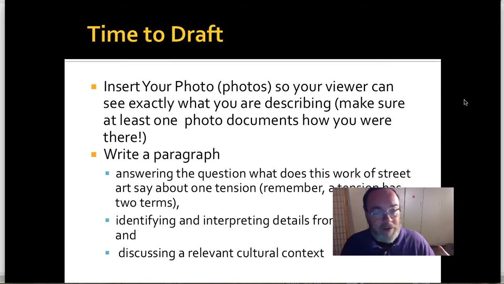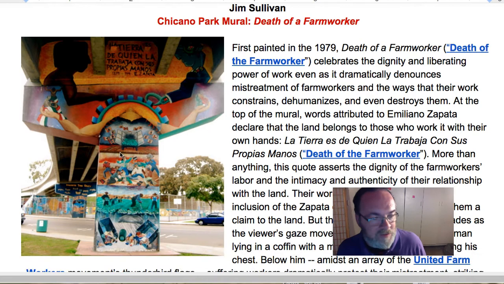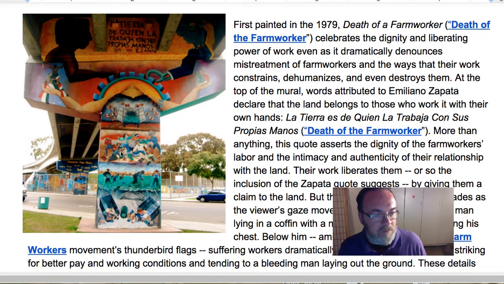Woohoo! Now, what I recommend is creating your Google Doc and starting first by putting your photo or photos in there. Let's take a look at what that might look like by looking at the sample street art analysis. So here we can see that I have inserted a nice large image of the Death of a Farm Worker mural. It's important that it's there. I can see it while I'm writing about it. My viewers can see it while they're reading about it.